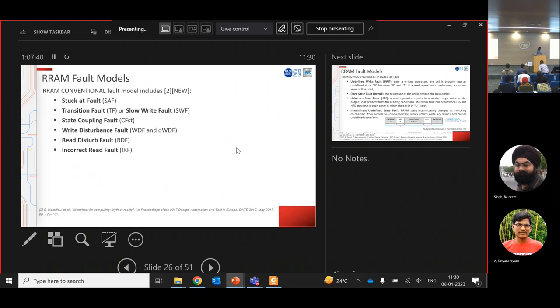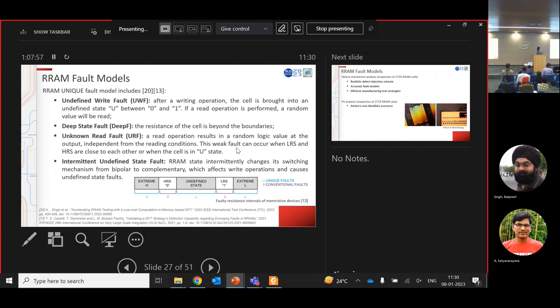So you are going to have these faults: stuck-at fault, transition fault, coupling faults, write disturbance, read disturbance. For all these definitions, you can check this reference. For example, if you have some doubt, I can explain. But basically, this is the conventional fault model for resistive RAMs. But what is the main challenge here? The RRAM unique fault model. You have new fault behaviors that were not observed in CMOS-based technology.